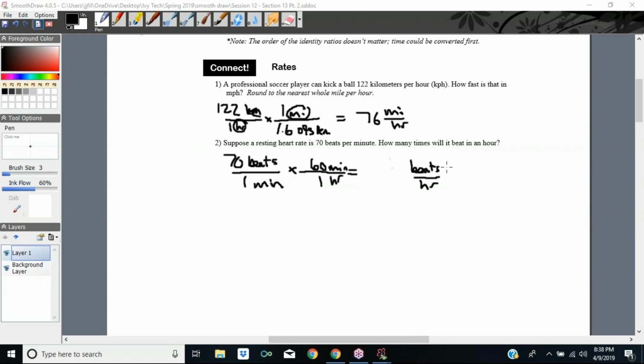So remember here, look at what we have. We have beats. Well, we already have beats in our problem. We want to get hours, so we have to change these minutes into hours. We have to get rid of those minutes and turn them into hours. So we have to use this conversion, 60 minutes over 1 hour. So when you do this, don't do this with a calculator, just multiply 6 times 7, which is 42, and then put the 2 zeros on the end.